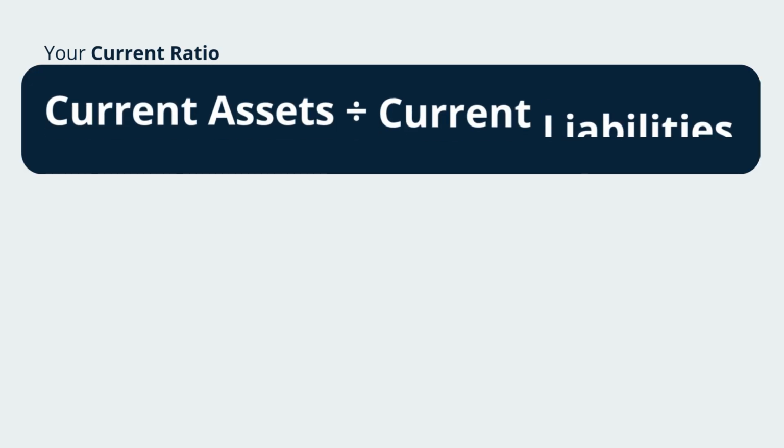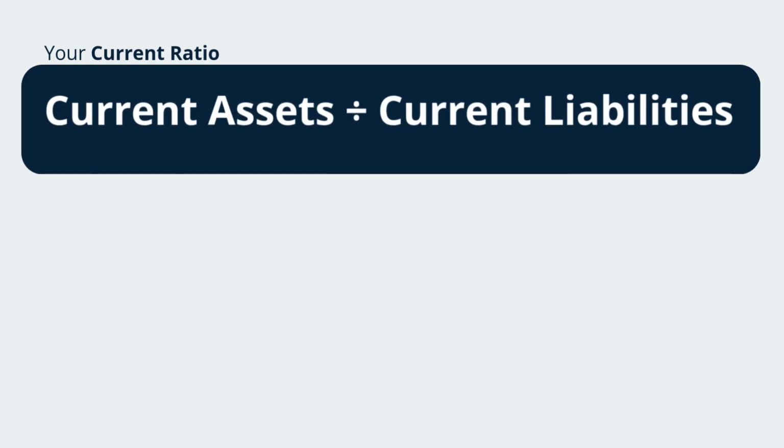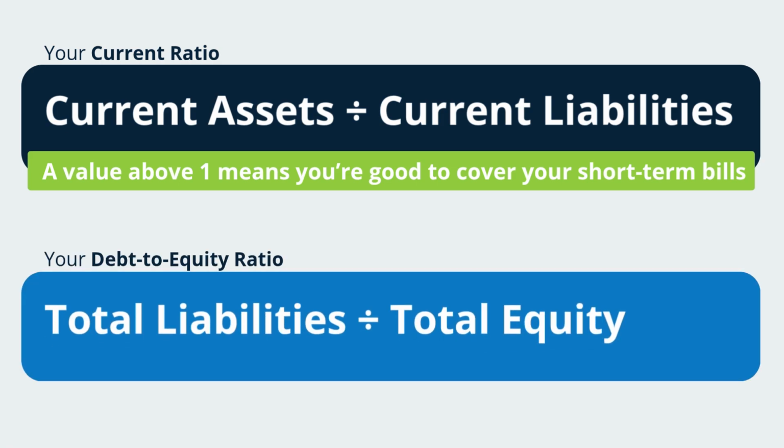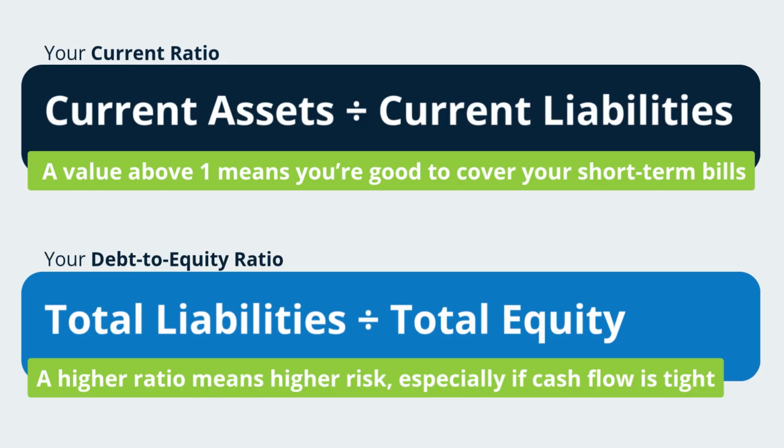Spot red flags fast. Use these formulas to stay on top of your game. Your current ratio. This is your current assets divided by your current liabilities. A value above 1 means you're good to cover short-term bills. Your debt to equity ratio. This is your total liabilities divided by total equity. A higher ratio means higher risk, especially if your cash flow is tight.